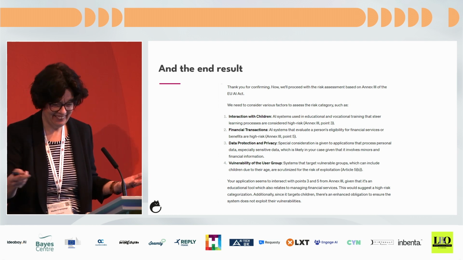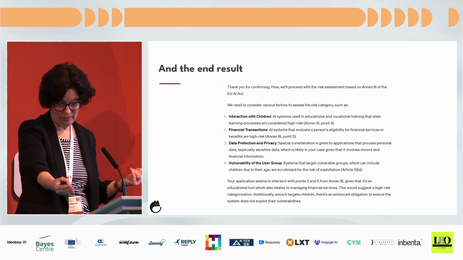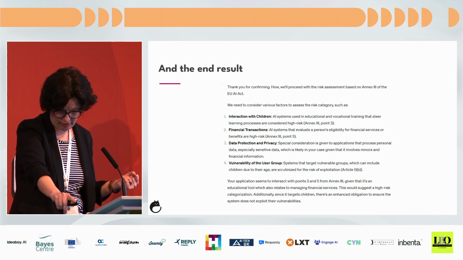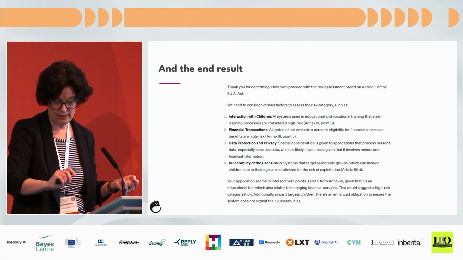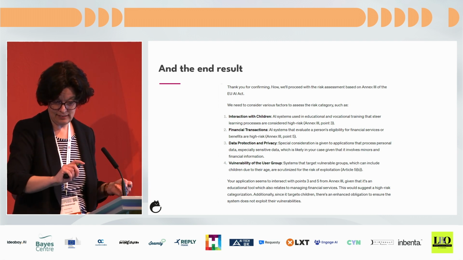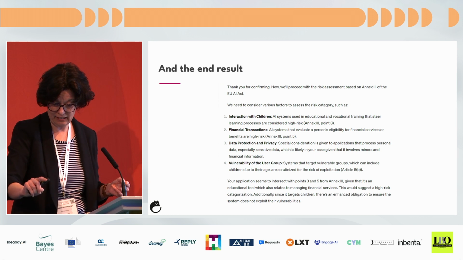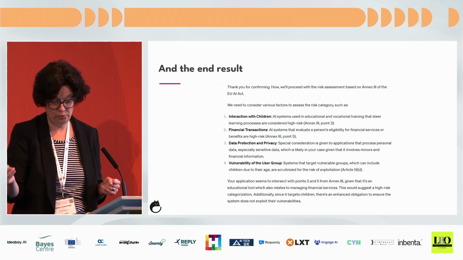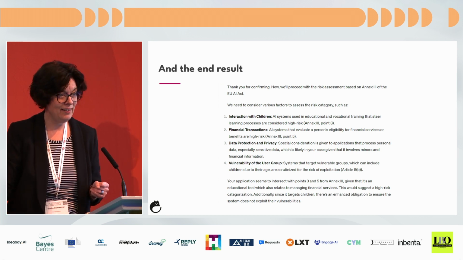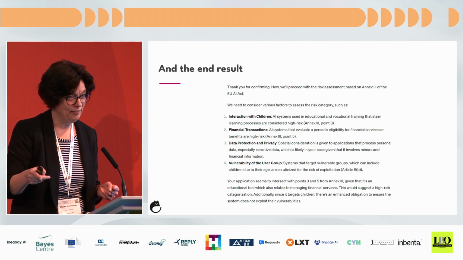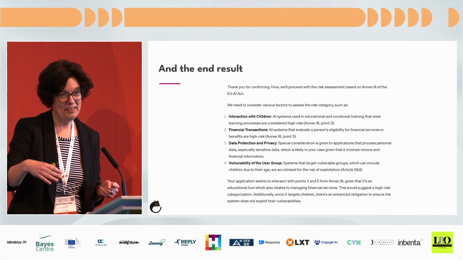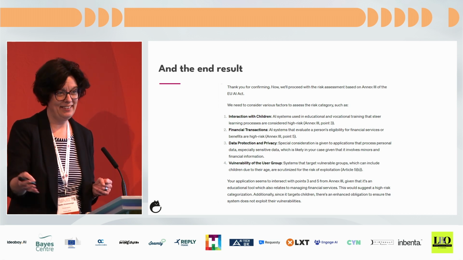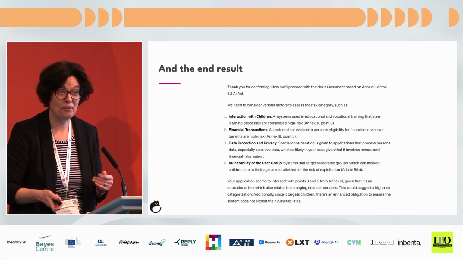This is it. It will actually give you a little analysis, and right at the bottom, you can see this would suggest a high-risk categorization. Additionally, since it targets children, there's an enhanced obligation to ensure the system does not exploit their vulnerabilities. And that is Article 5. So the first part is Annex 3, last part is Article 5. And I was actually quite impressed that it managed to think of that.